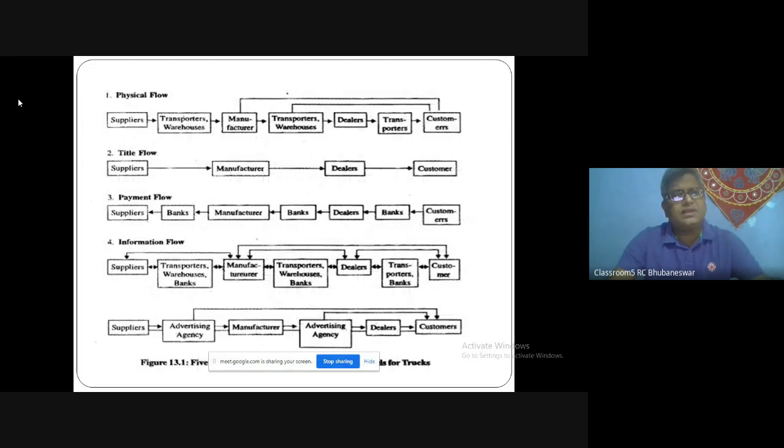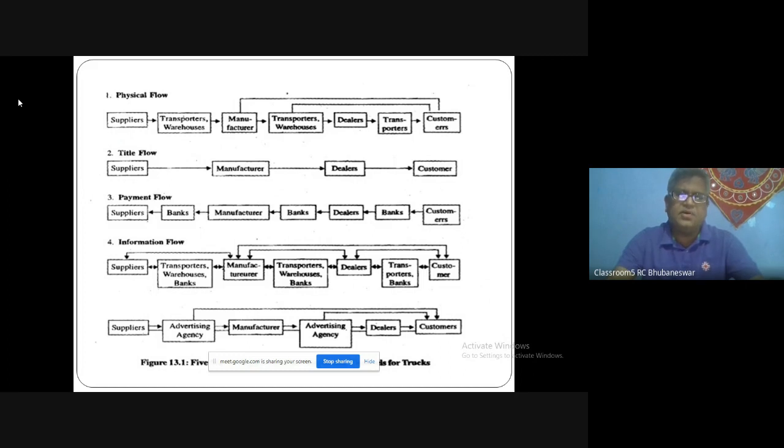But if you look at my PowerPoint, you see the flows are of different types. Flow means how to transmit the particular product from manufacturer to the customer. There is a physical flow, where a supplier is there, a transporter is there, the manufacturer can transport to the warehouse, a dealer is there, or a transporter to the customer. In between, they can also reach in some way. And if you talk about title flow, that is manufacturer, dealer, customer.